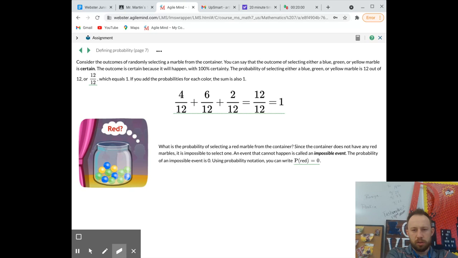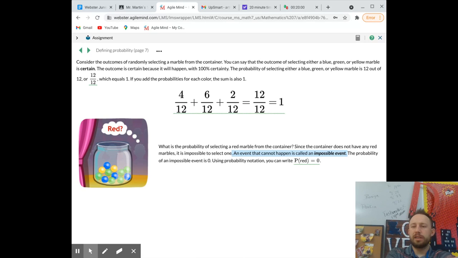What's the probability of selecting a red marble from the container? Since the container does not have any red marbles, it is impossible to select one. An event that cannot happen is called an impossible event. The probability of an impossible event is 0. Using probability notation, you can write P(red) equals 0.